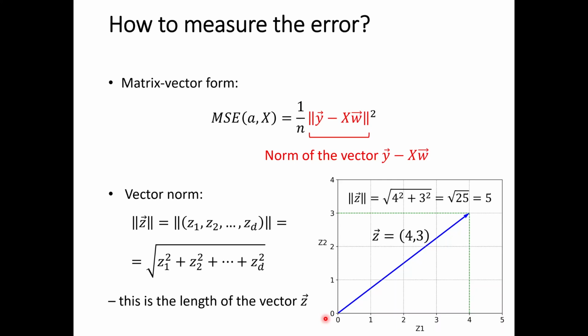Here, to find the length of the vector, we apply the Pythagorean theorem. The square of the hypotenuse, that is the length of the vector, is equal to the sum of the squares of the legs, that is the components of the vector. The norm of the vector z, which equals (4, 3), equals the square root of 4 squared plus 3 squared, which equals the square root of 25, which equals 5. So the norm of the vector, or its length, is 5.